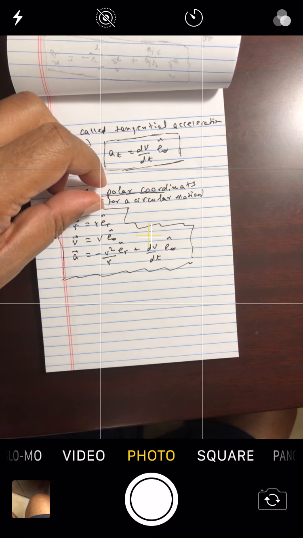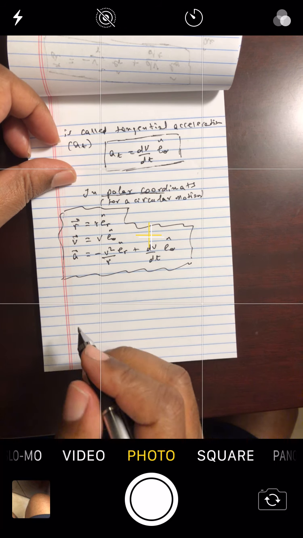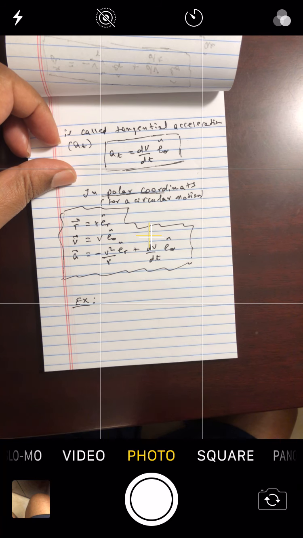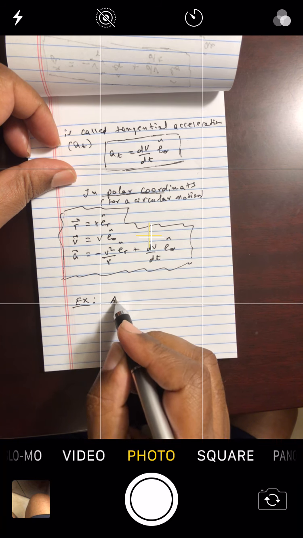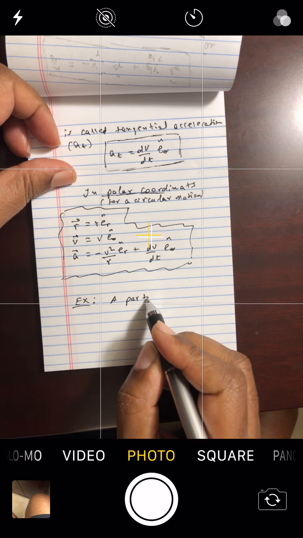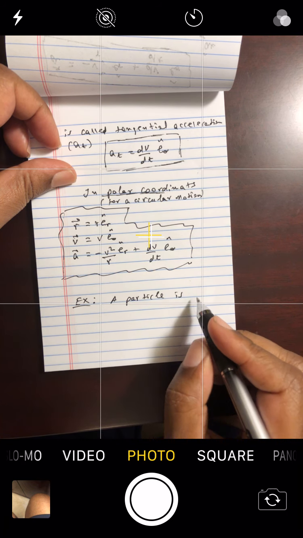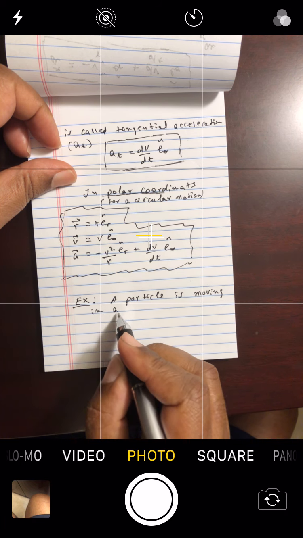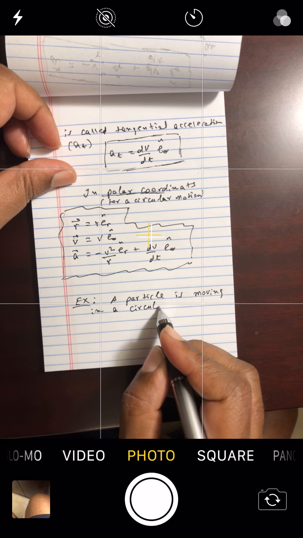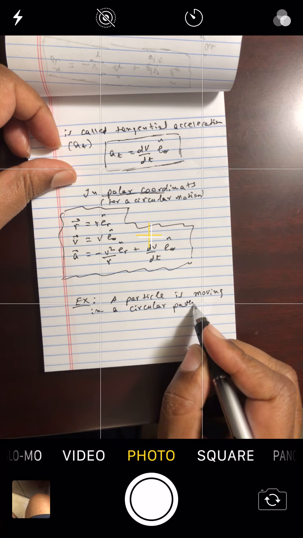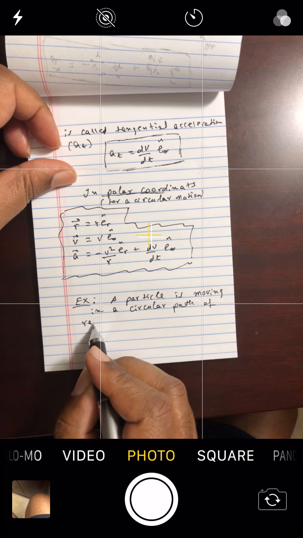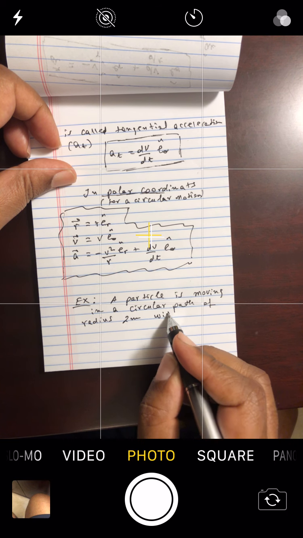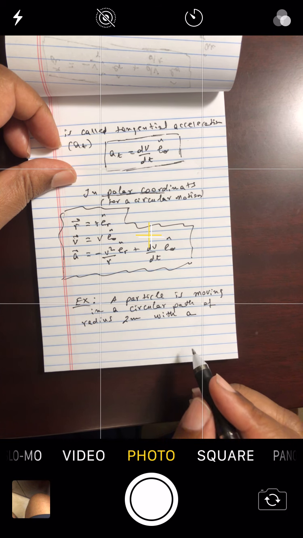Now let's look at examples. Example: let's say a particle is moving in a circular path of radius, maybe 2 meters, with a uniform speed.